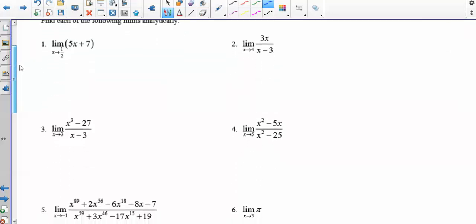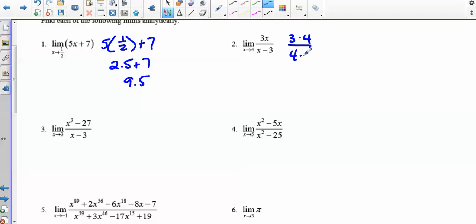Okay, in problem 1, we try direct substitution. I have 5 times 1/2 plus 7, which gives me 2.5 plus 7, which is 9.5. So direct substitution worked just fine. And in problem 2, we're going to substitute 4 for the x. So I have 3 times 4 over 4 minus 3, 12 over 1, so direct substitution works just fine.